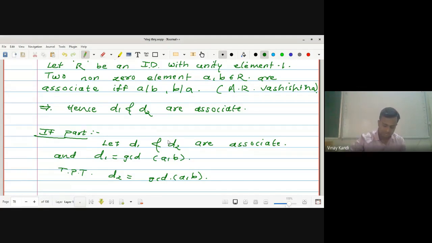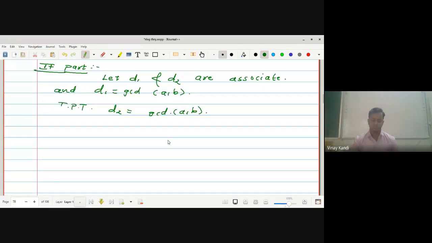Wait a minute. Okay. I have to prove that D2 is the GCD of A and B. Now look at here. Hence, here we take D1 and D2 are associates, which implies D1 is equal to U into D2, where U is a unit. Hence, D2 must divide D1.